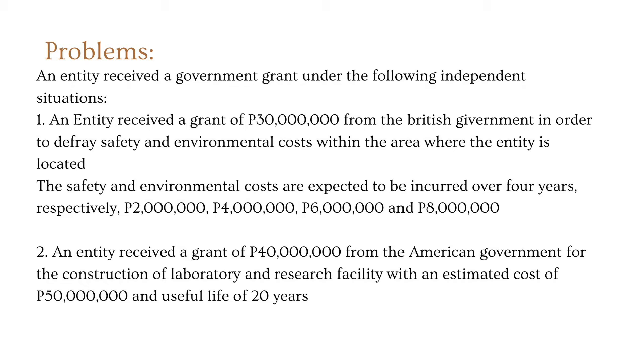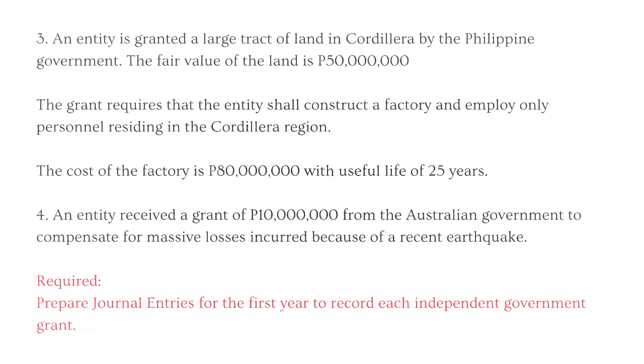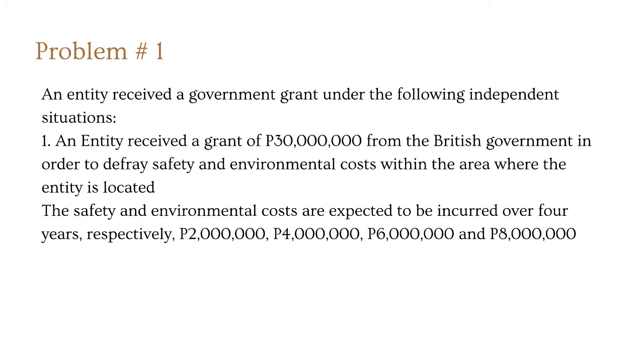Now we have here 4 problems indicating an entity receiving a grant. So we are required to prepare journal entries for the first year to record each independent government grant the entity received. So first is an entity received a grant of 30 million pesos from the British government in order to defray safety and environmental costs within the area where the entity is located.